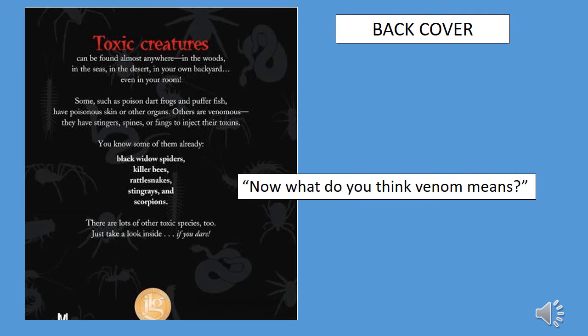Let's take a look at the back cover of Venom. It says, toxic creatures can be found almost anywhere. In the woods, in the seas, in the desert, in your own backyard, even in your room. Some, such as a poison dart frog and pufferfish, have poisonous skin or other organs. Others are venomous. They have stingers, spines, or fangs to inject their toxins.